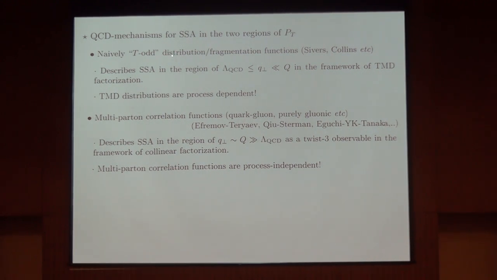However, these T-odd distribution or fragmentation functions are generally process dependent. The other mechanism is the multi-parton correlation functions, such as quark-gluon or purely gluonic correlation functions. It describes the single spin asymmetry in the region of large transverse momentum as a twist three observable in the collinear factorization, which Professor Soper explained in his lectures. And since the correlation functions appearing here are light cone correlation functions, they are process independent. Therefore, if one determines the complete set of correlation functions in some processes, it can be used to predict for other processes.